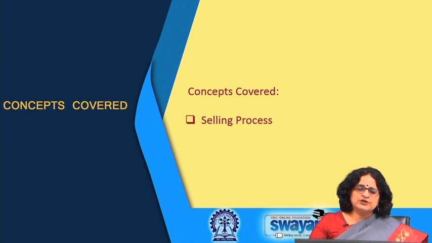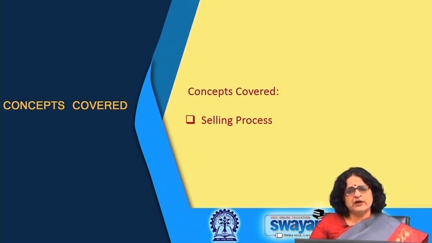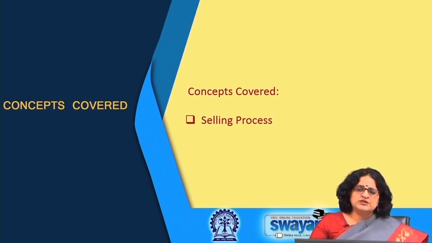Now, in the case of the B2B scenario, we speak of purchase situations as new task, modified rebuy, and straight rebuy. Again, we have discussed this in the previous classes, but a quick recap. A new task is when a product or service is being bought by an organization for the first time, and so it is a very complex process.